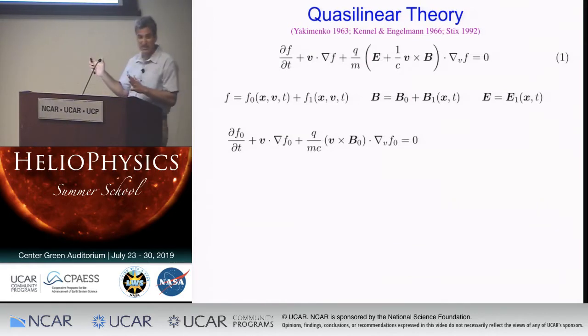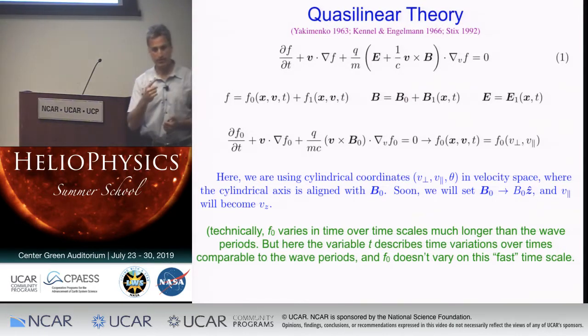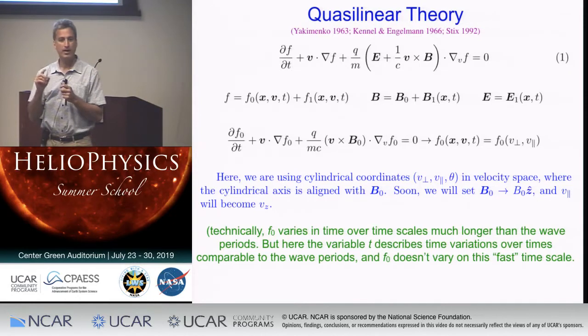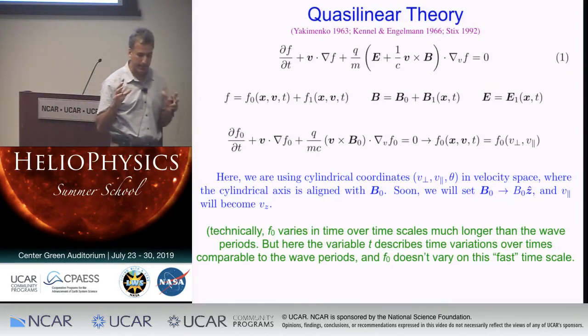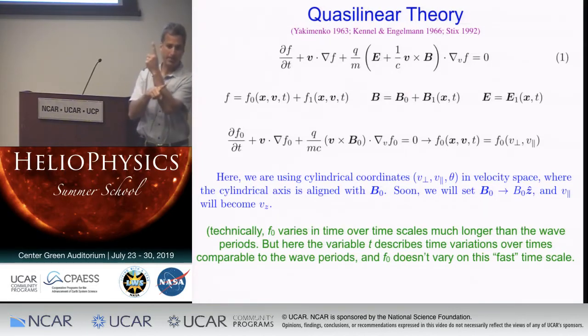Now, in general, there are non-trivial solutions to this equation, but in this case we solve it in a trivial way. We take F naught, which is our background equilibrium distribution function, to be independent of x, independent of time, and also independent of what we call the gyral angle in velocity. So think about velocity space. With the magnetic field direction straight up, that's going to produce cylindrical coordinates in velocity space. Parallel is parallel to the background field, and the perpendicular coordinate is like a cylindrical radial coordinate, the component of the velocity perpendicular to the background field.